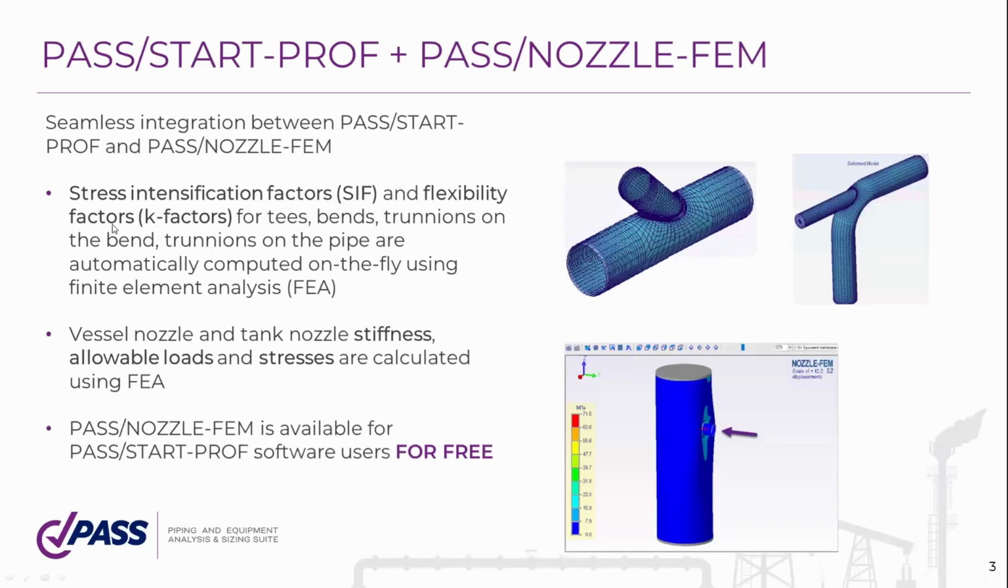What this integration can do. The first is the stress intensification factor calculation and flexibility factor calculation for the T's, bands, trunnions on the band, trunnions on the pipe. So for non-standard elements, including the lateral T's, for example. And the second is the vessel nozzle and tank nozzle stiffness calculation and allowable loads calculation. And also it can analyze stresses in the nozzle.